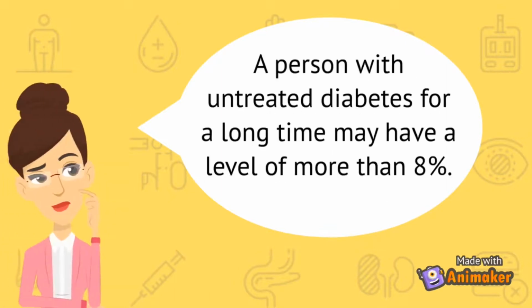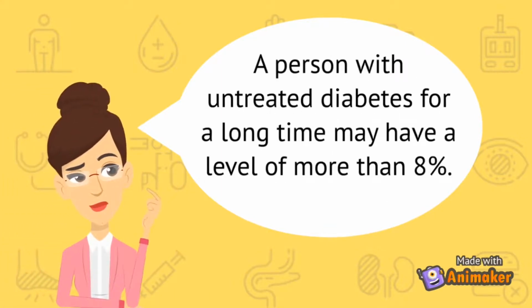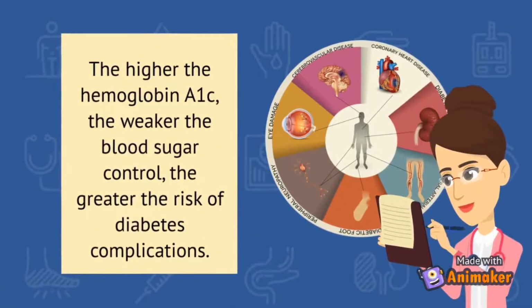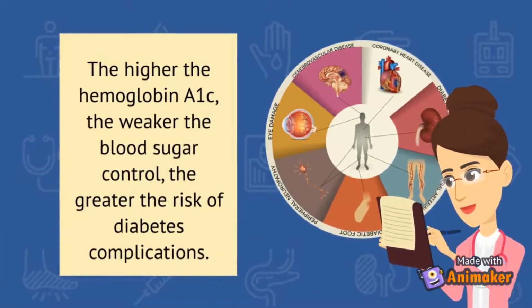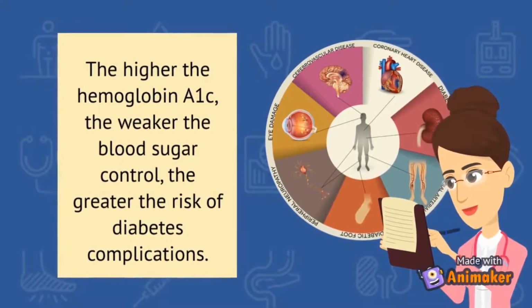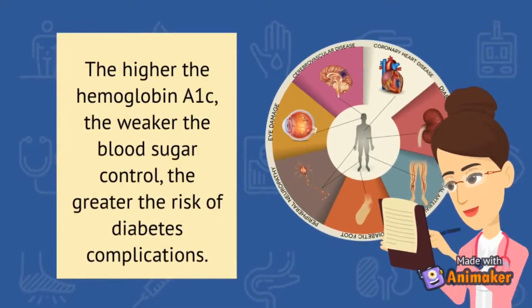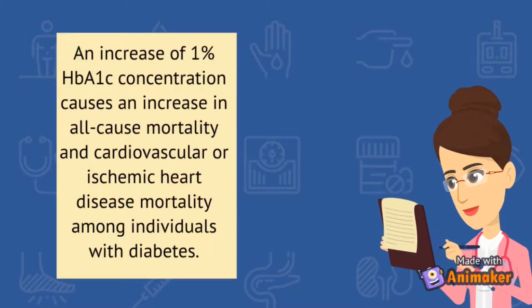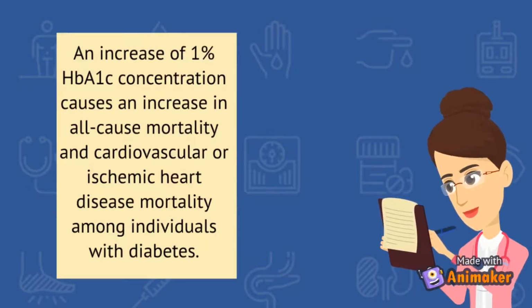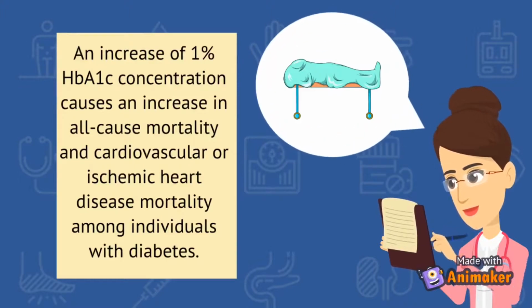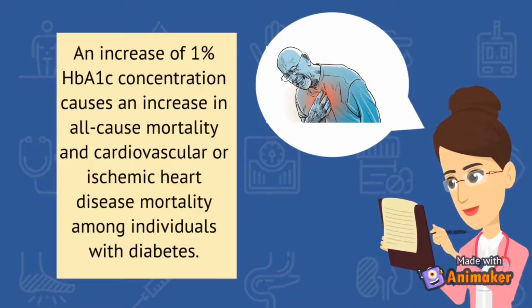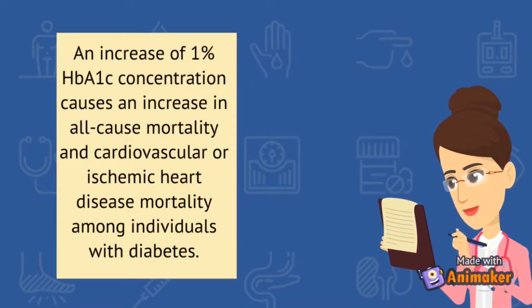If untreated, the patients may have a level of more than 8%. The higher the hemoglobin A1c, the weaker the blood sugar control and the greater the risk of diabetes complications. An increase of 1% in HbA1c concentration causes an increase in all-cause mortality and cardiovascular or ischemic heart disease mortality among individuals with diabetes.